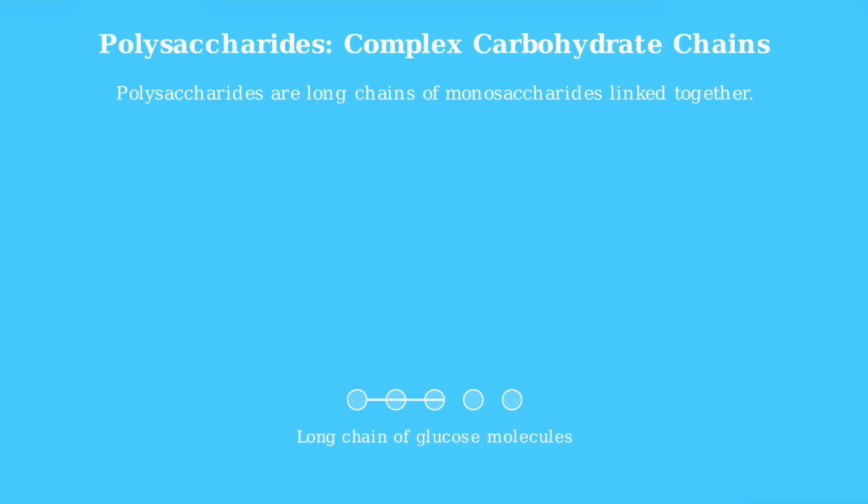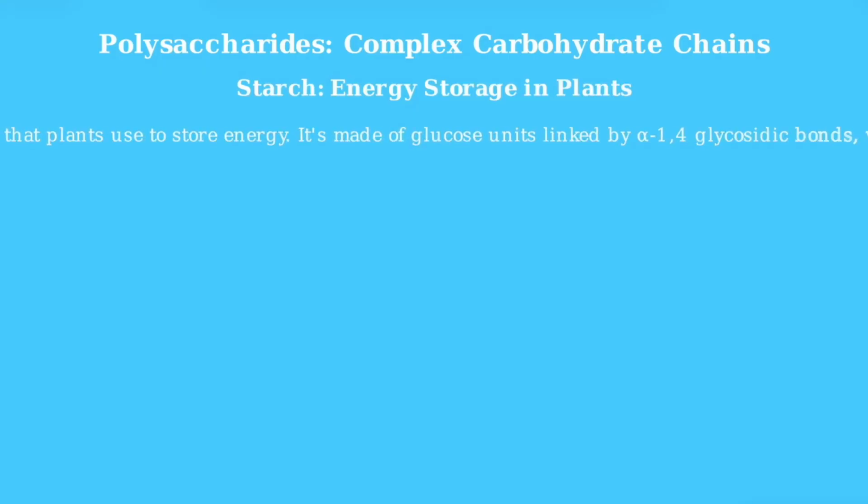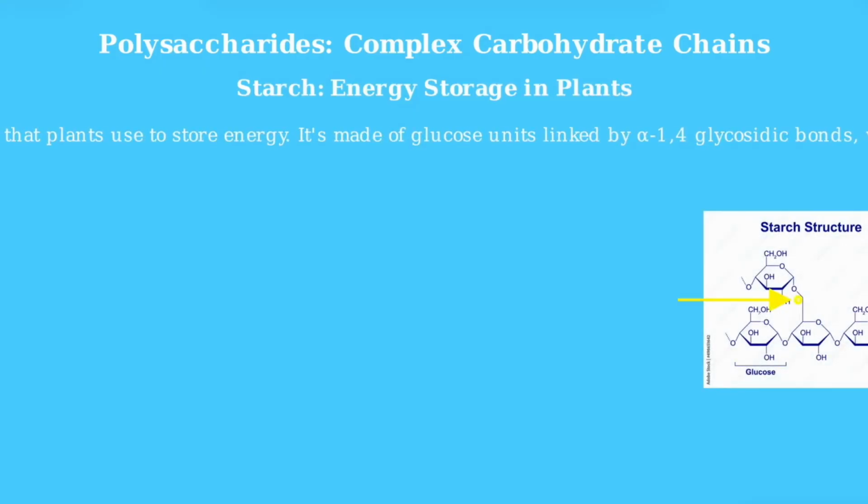Now we're moving to the big structures. Polysaccharides are complex carbohydrates made up of long chains of monosaccharides linked together. These chains can contain hundreds or even thousands of sugar units, creating much larger molecules than the simple sugars we've seen before. One important polysaccharide is starch, which plants use to store energy.